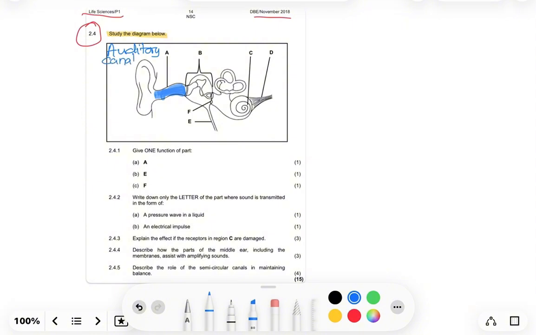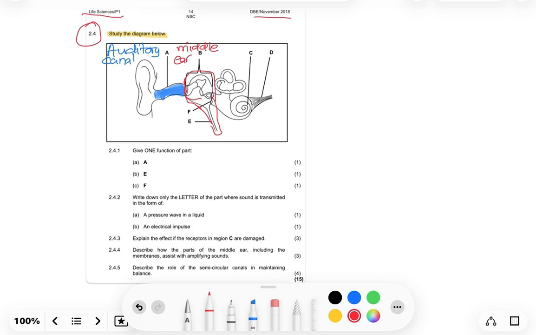Okay, then we move on to part B. Part B is actually representing this whole part. So it is representing the middle ear, because it is including this part, the ossicles, as well as the oval window. So I'm taking it to be the middle ear, to be representing the whole section of the ear that we refer to as the middle ear.